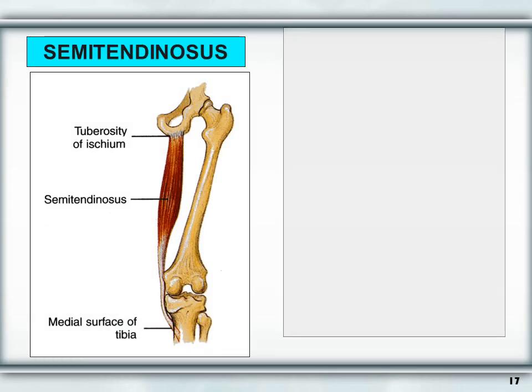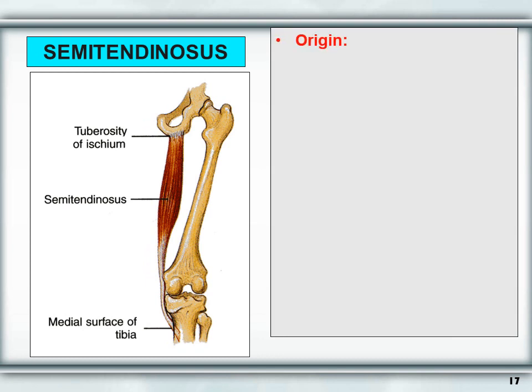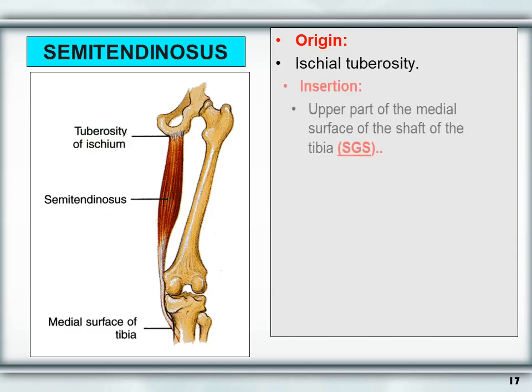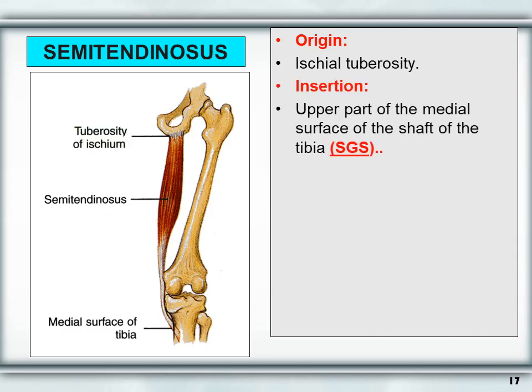Semitendinosus. The semitendinosus originates from the ischial tuberosity. Its insertion is the upper part of the medial surface of the shaft of the tibia. It is supplied by the tibial portion of the sciatic nerve.